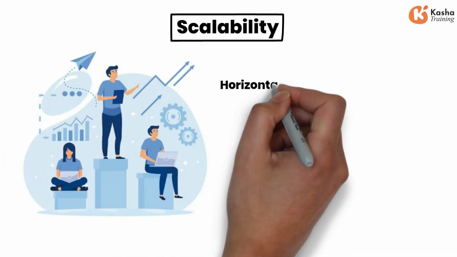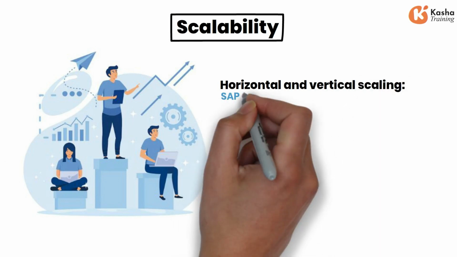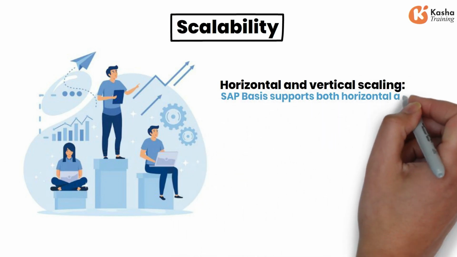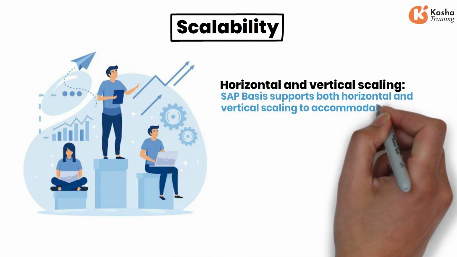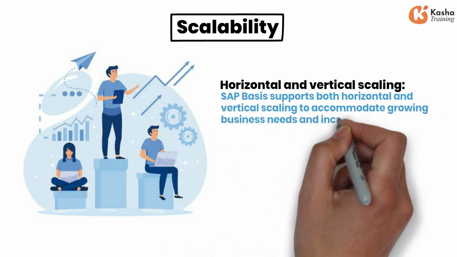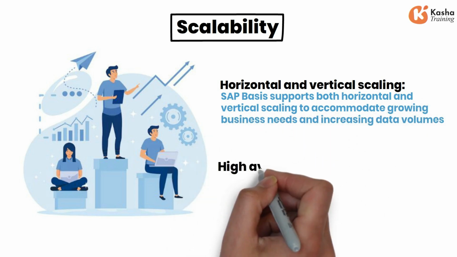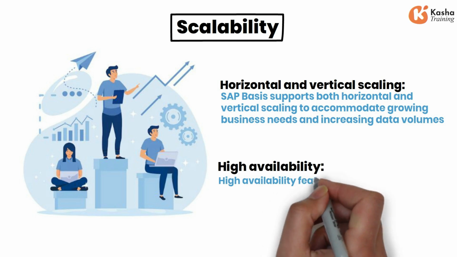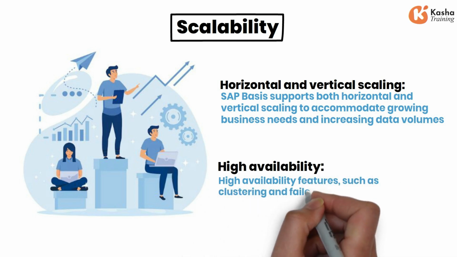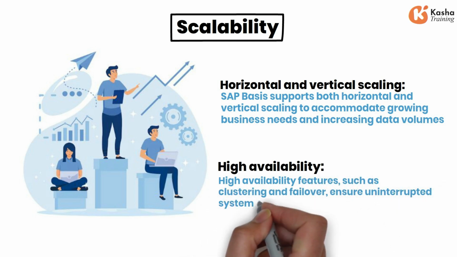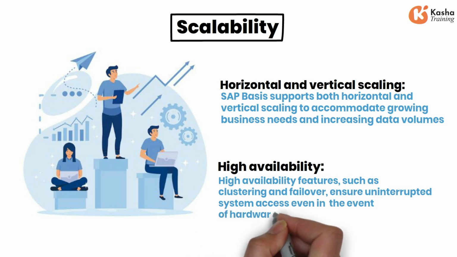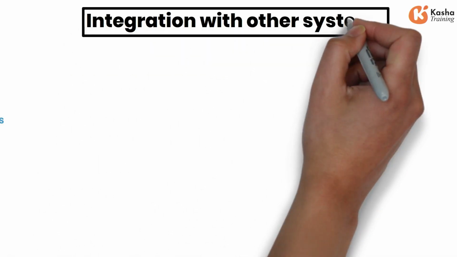Scalability. Horizontal and vertical scaling. SAP Basis supports both horizontal and vertical scaling to accommodate growing business needs and increasing data volumes. High availability. High availability features, such as clustering and failover, ensure uninterrupted system access even in the event of hardware failures. Integration with other systems.